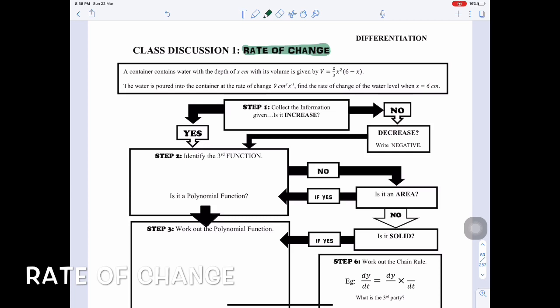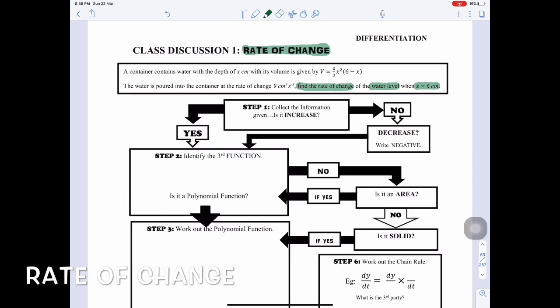For example, class discussion 1, the question: a container contains water with the depth of x centimeter with the volume given by V. The water is poured into the container at the rate of change 9 centimeter cubic per second. The question asks: find the rate of change of water level when x equals 6 centimeter.